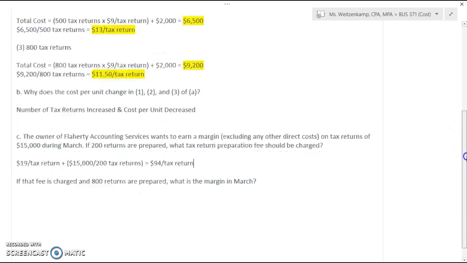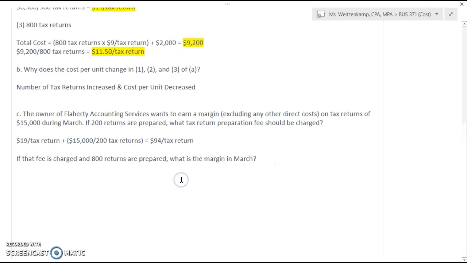Finally, if that fee is charged and 800 returns are prepared, what is the margin in March? Well, we are charging $94 per tax return, and we have prepared 800 tax returns. So we come up with our total sales, and that is $75,200. And if we're looking at our costs associated with that to come up with the margin, we have to subtract our costs, and our costs are related to 800 units that are prepared.